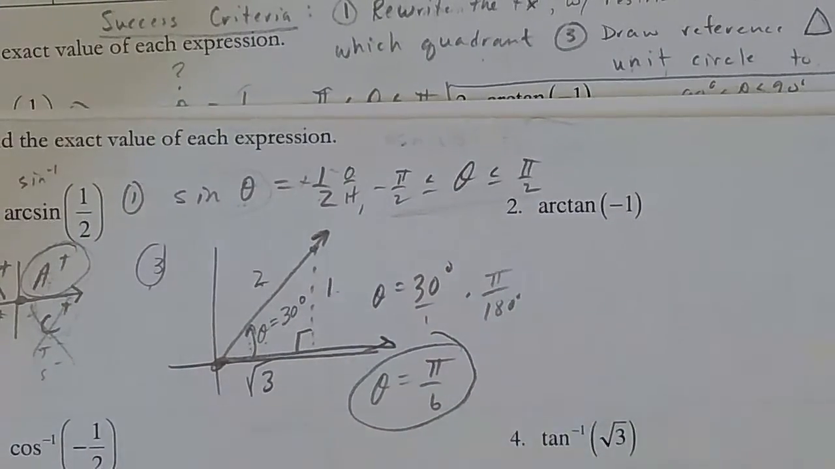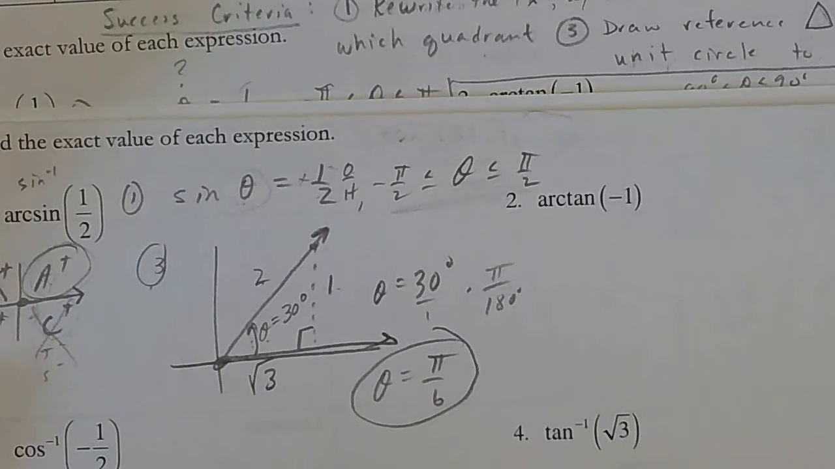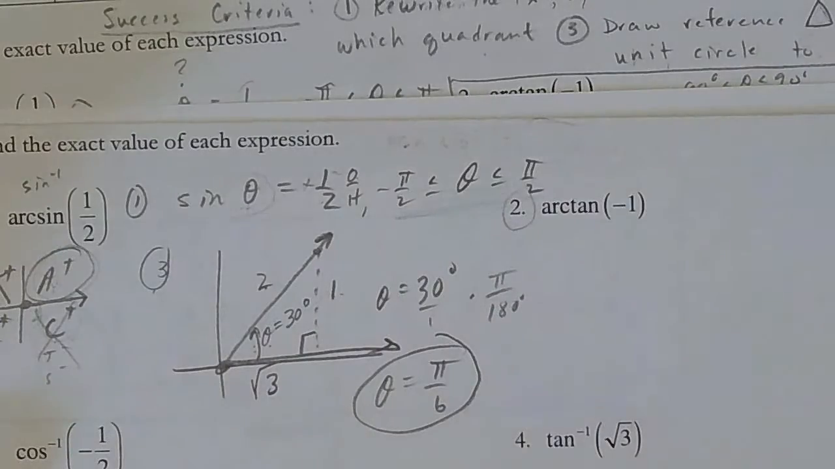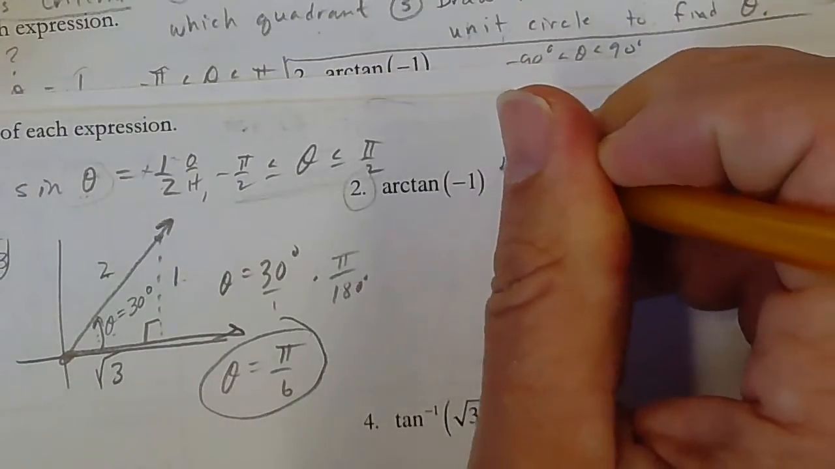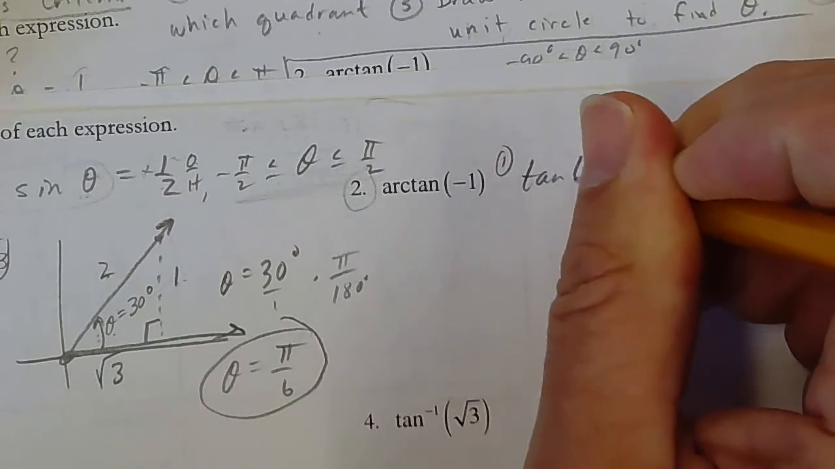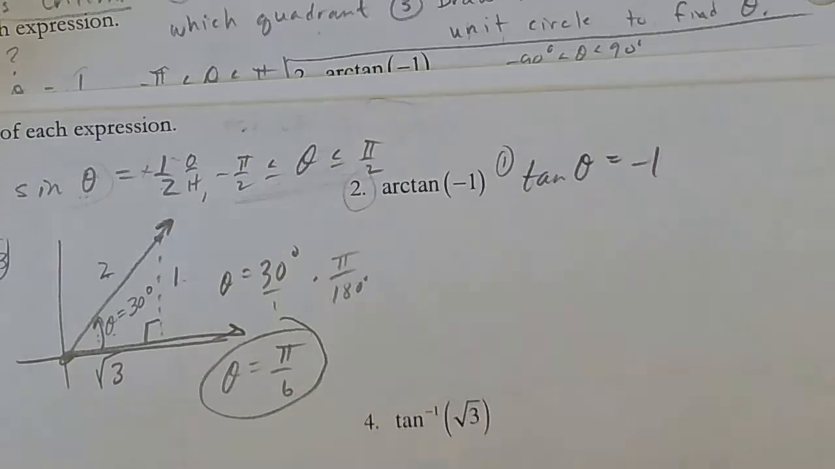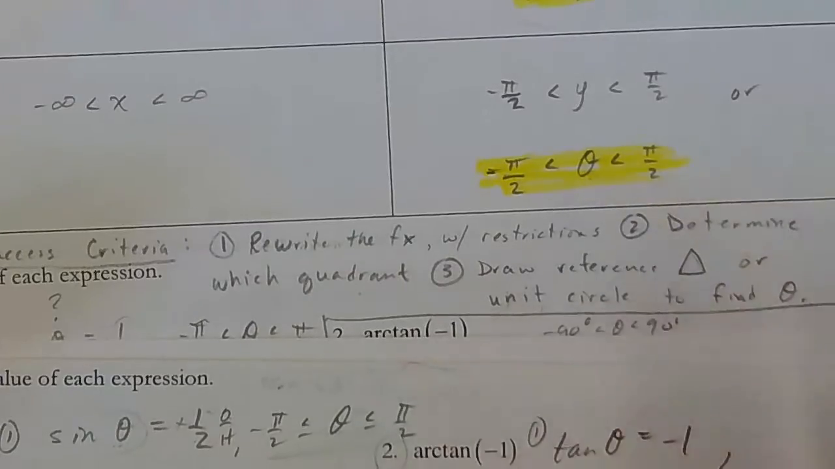Okay. All right, I'm going to walk you through another one, and then we'll have you try a couple of these. Let's go on to number 2. Step 1, tangent of what angle gives me -1? Is what arctan means. What are the restrictions on tangent? Very similar to sine, but there's no line underneath it.